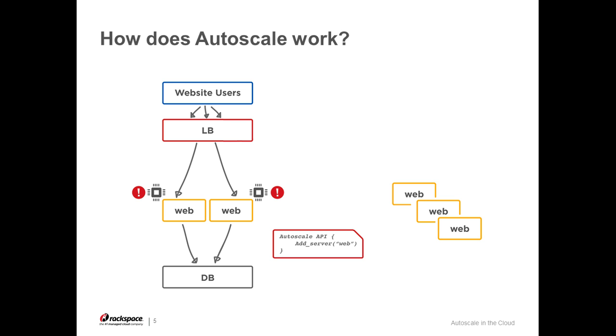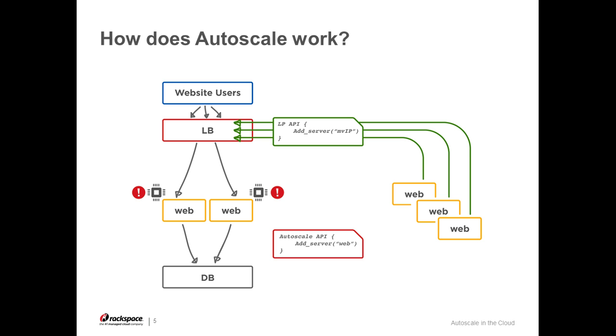And then as these web servers come online, what it will also do is integrate them back into the load balancer. So your Autoscale system will add these servers into your load balancer for you, so that they are integrated into your environment. And then as they come online and they're ready to accept work, the load balancer will distribute more traffic to your web servers.